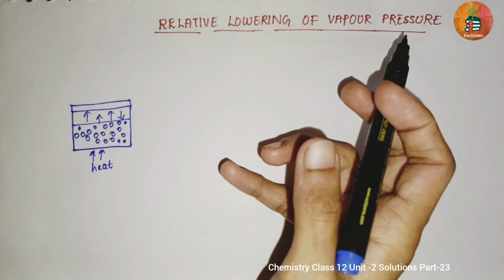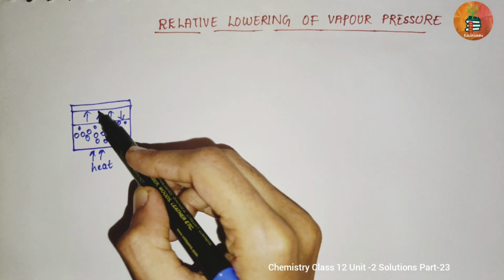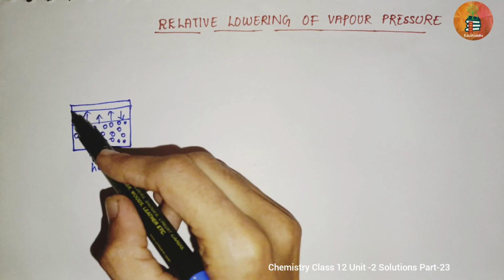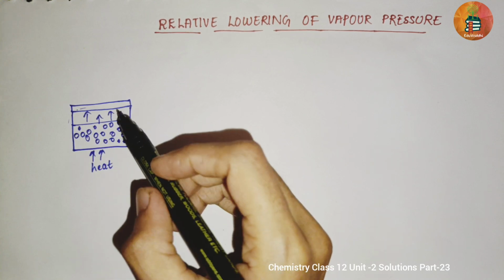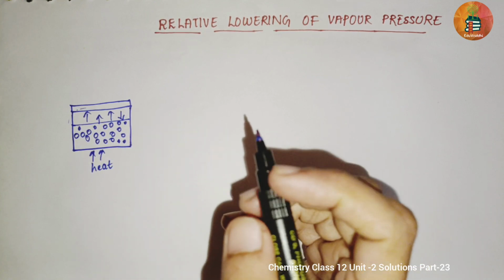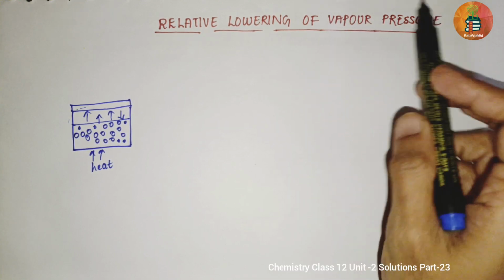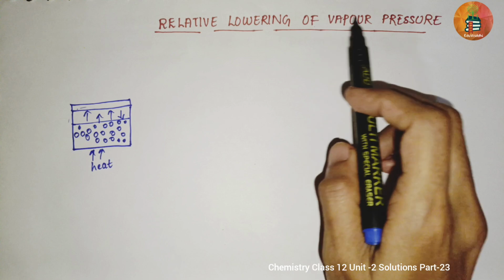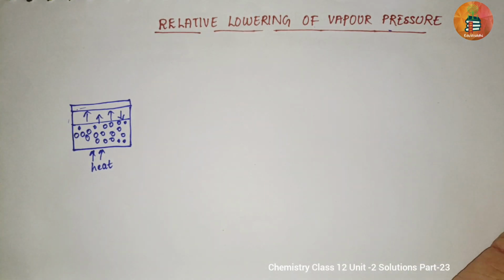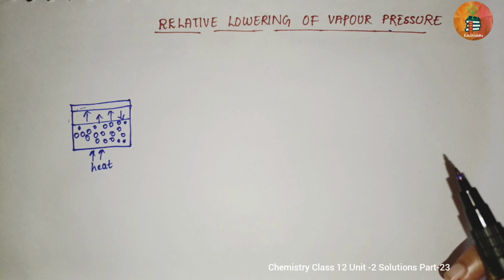So whatever pressure is exerted by this solvent molecule when it changes into vapor is called vapor pressure. When this molecule changes into vapor, it will go and hit the lid of the container. That exerts pressure on the walls of the container as well as the lid, and that pressure is called vapor pressure. So that's the meaning of vapor pressure. Now let us see what is lowering of vapor pressure. To understand this concept, we will take one example.